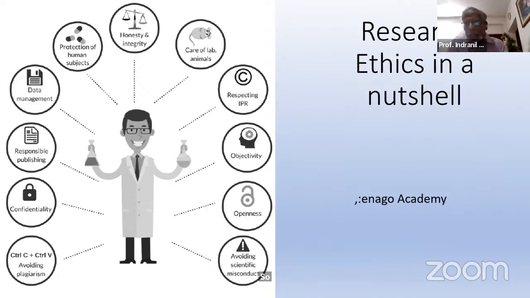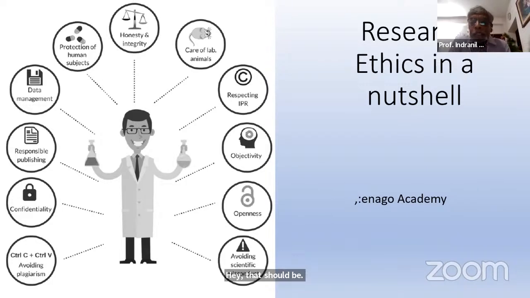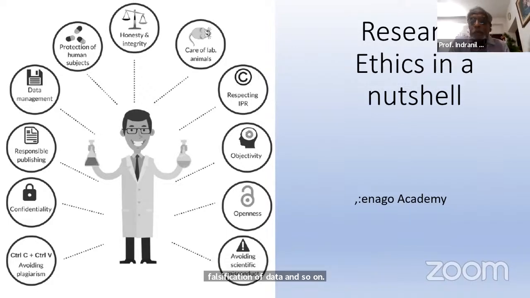I will take questions from the chat box in a moment. Then there should be an effort at avoiding scientific misconduct. What are the examples of such scientific misconduct? We already know, like plagiarism, selective reporting, data misrepresentation, fabrication of data, falsification of data, and so on and so forth. We will show you, by displaying some important publications, how this comes about.